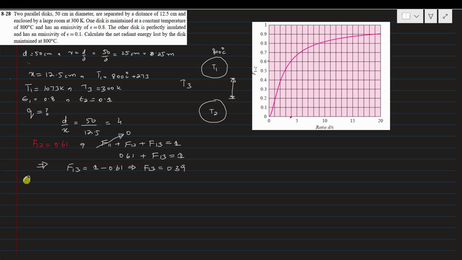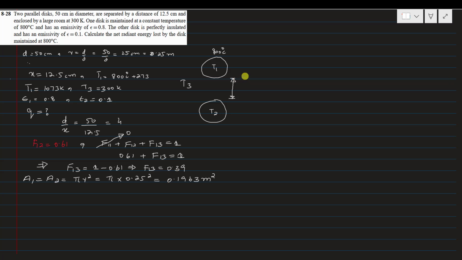Okay, so the area A1 of the disc is equal to the area A2 of the disc, that is pi r squared. Pi is constant, r is 0.25 squared. After calculations you will get the area, that is 0.1963 meter squared. We have determined the shape factor from this graph. Further we don't have any use of this graph, so I will remove this from the display so we can get the maximum workspace.